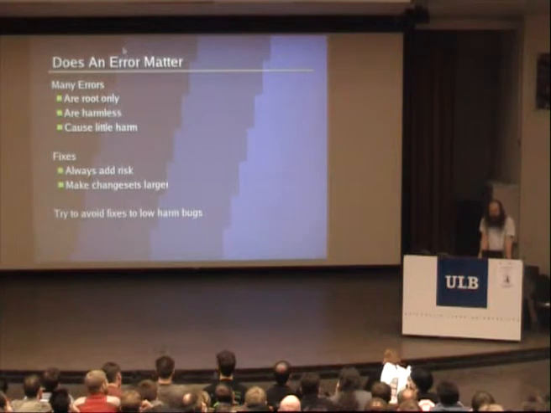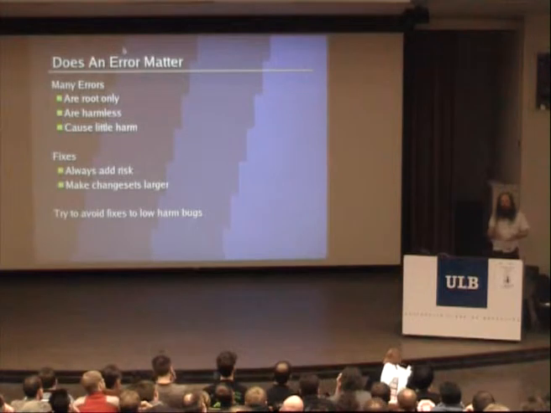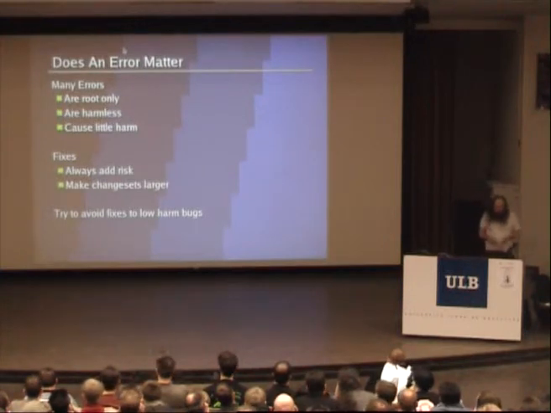We get lots of errors which are root-only. A lot of the bugs are in less used code, in system configuration code. And so you discover that if you're a super user, you can crash your machine because of this bug. If I'm a super user, I can type power off and the same thing happens. So it's another kind of bug, another thing you can avoid putting into a stable tree.